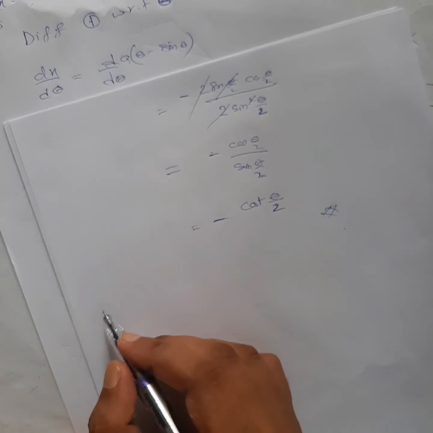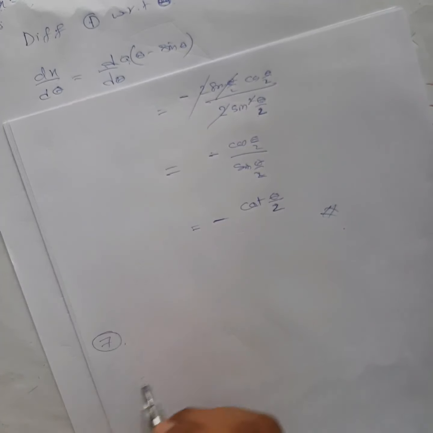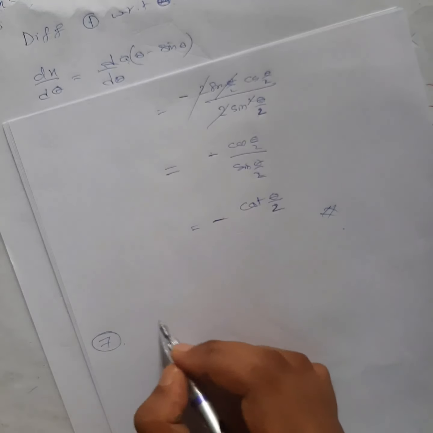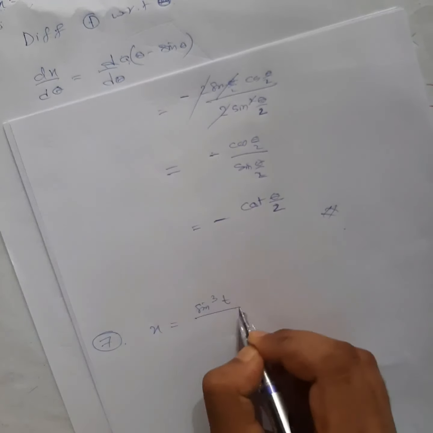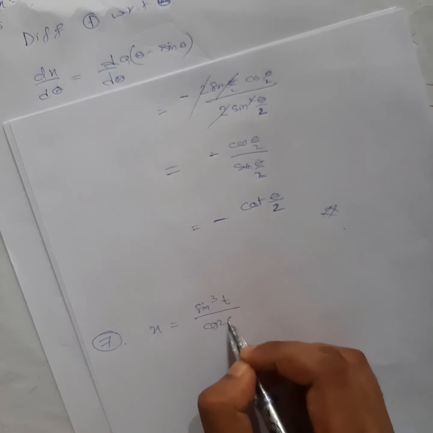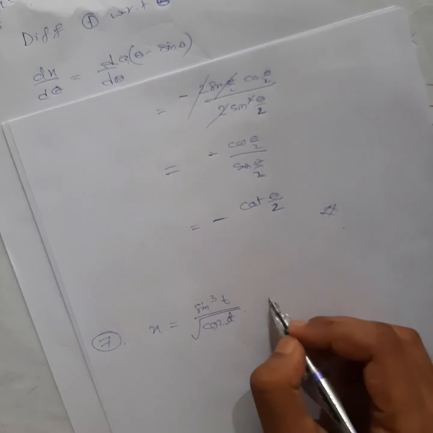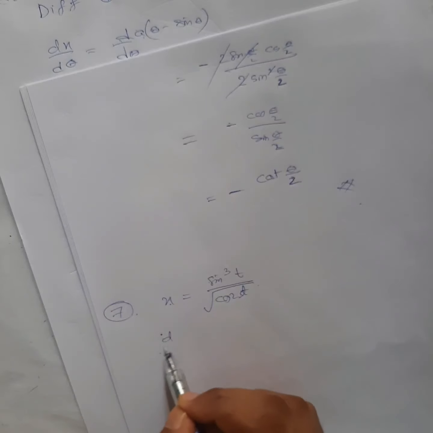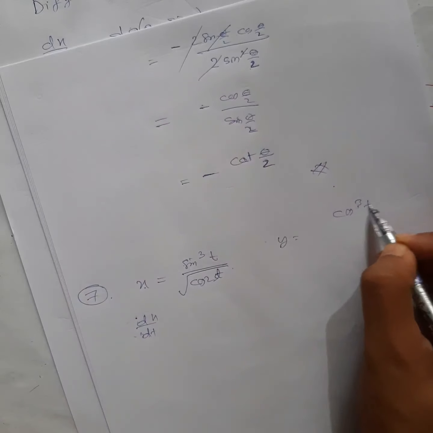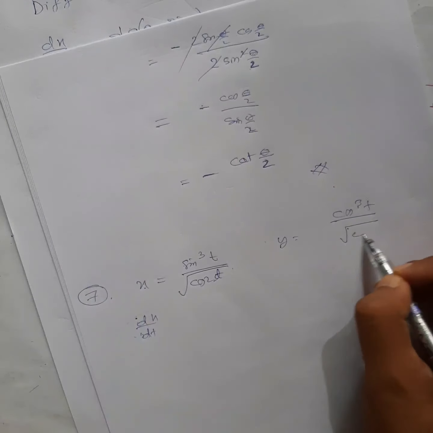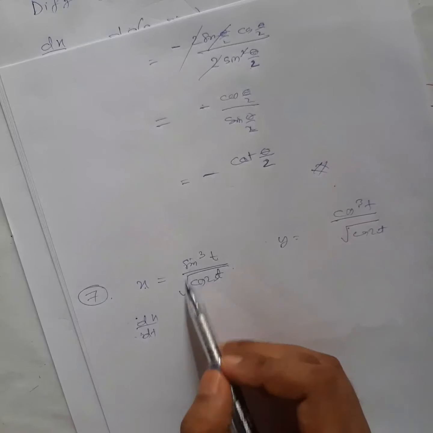Next is question number 7. So 7, how will you do? I'll just give you the hint. Okay, x is given, sin all are same, I'm telling you, cos 2t. So you have to find dx by dt first. Then you have to find y is equal to how much given? Cos cube t by root cos 2t. So this one, how will you solve?